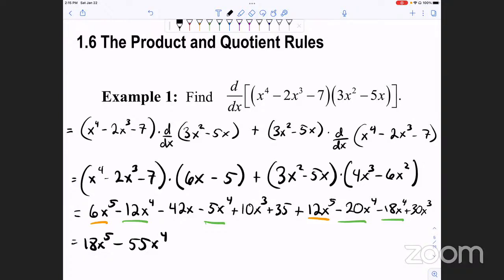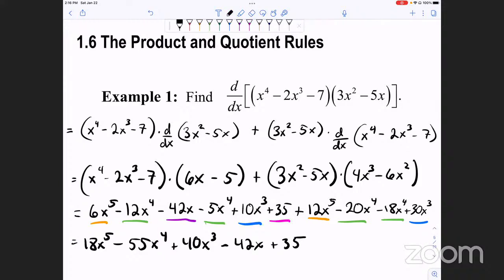x to the 4, okay? Here's the power of 3, then the x squared terms, then 42x, and I think the last one will be 35, and that's it.